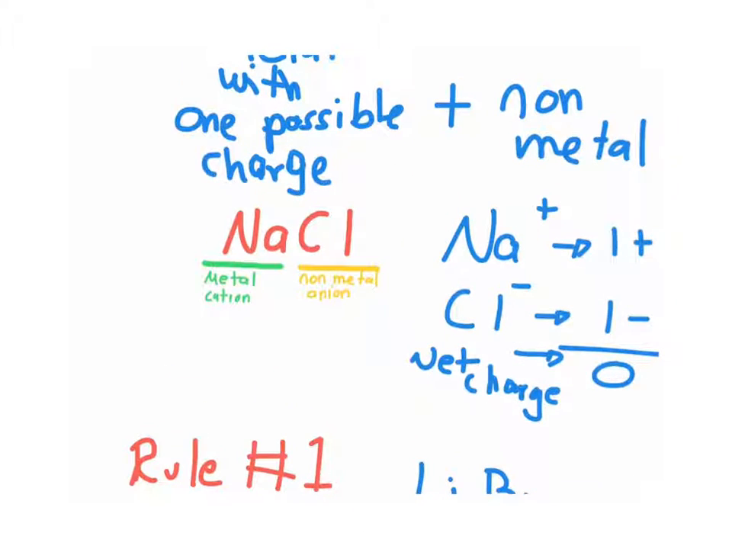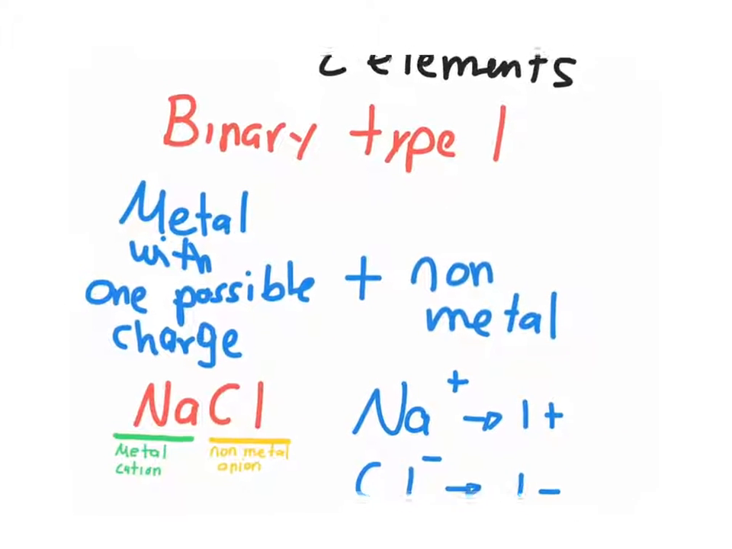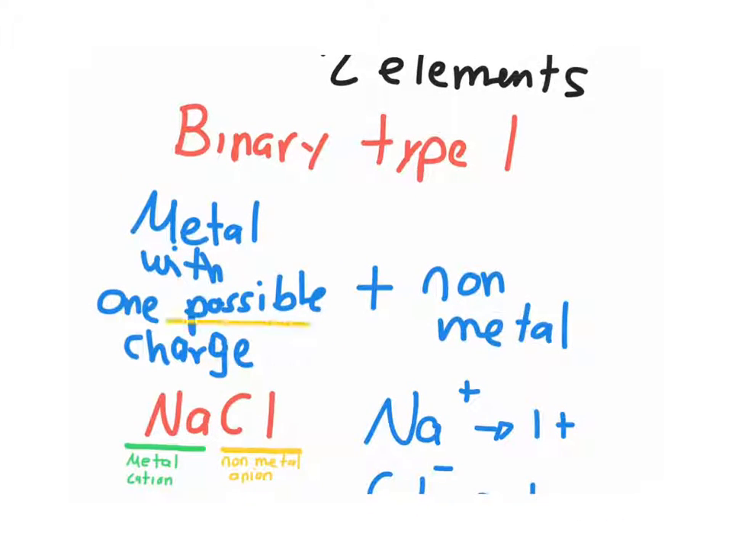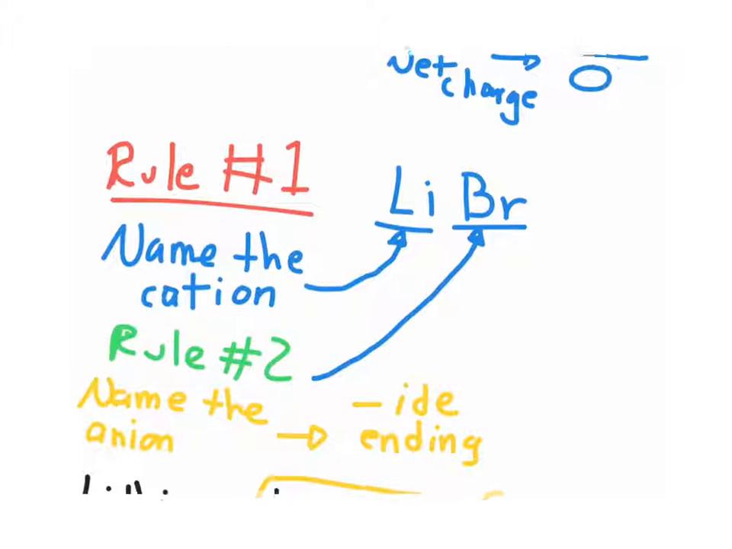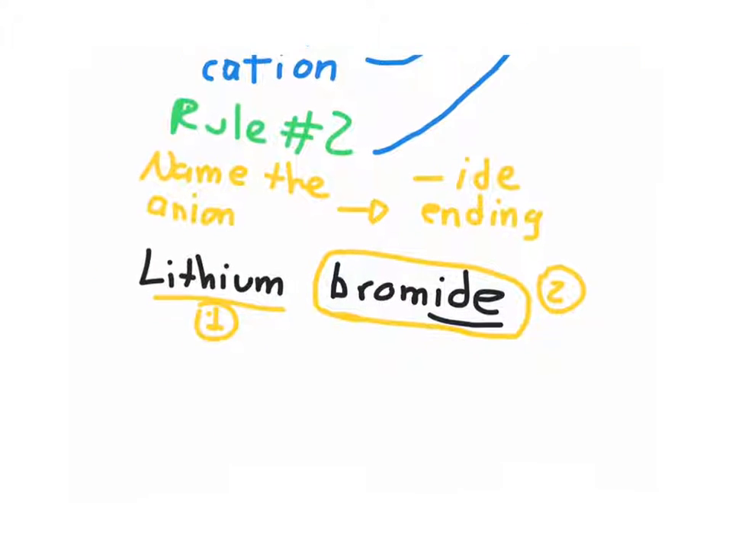Remember that this happens only when you have a metal with one possible charge, such as the elements from group 1 or 2, or aluminum, zinc, or silver, and a non-metal. I think this was really easy, but anyway, I had to make this video.